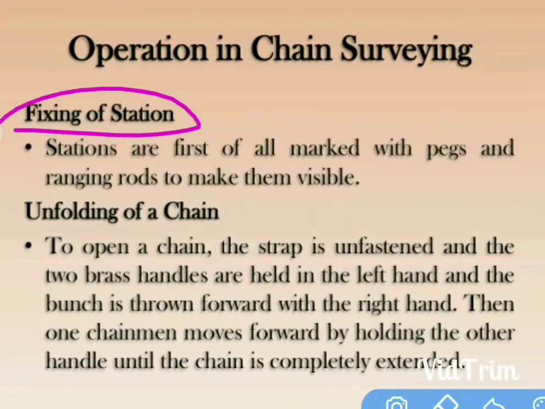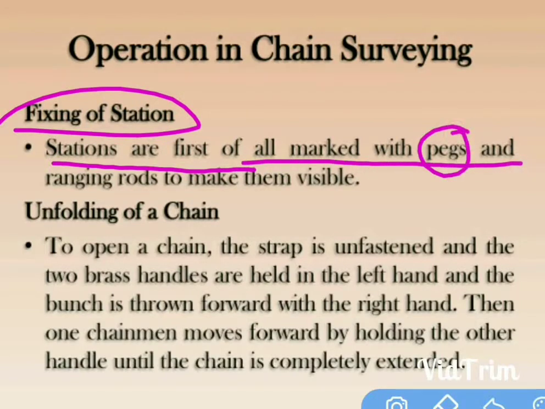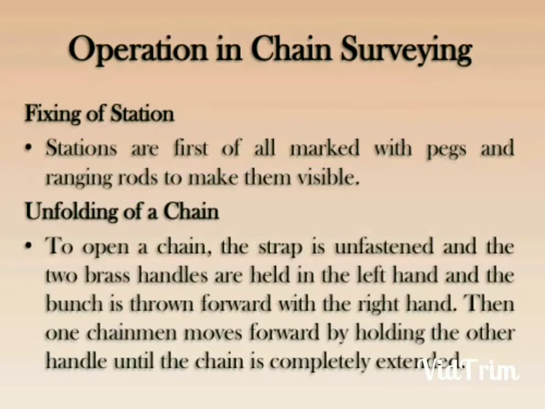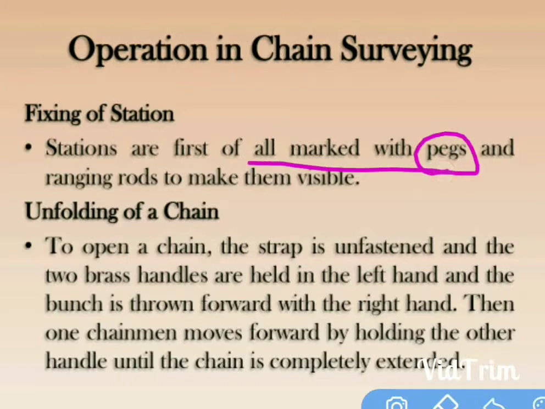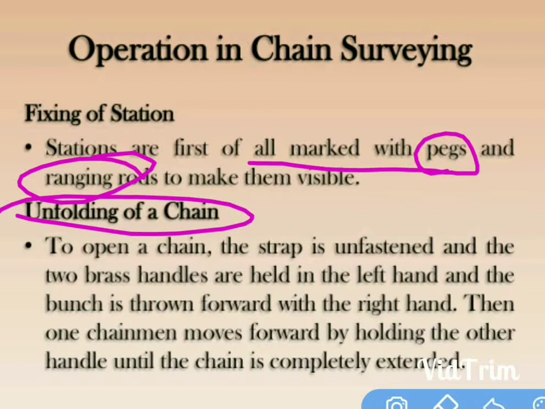Next, how are we fixing the station? Stations are first of all marked with pegs and ranging rods to make them visible, right? Many points are there on the ground, so we cannot see all the points. So first we have to mark them with pegs or ranging rods, right?